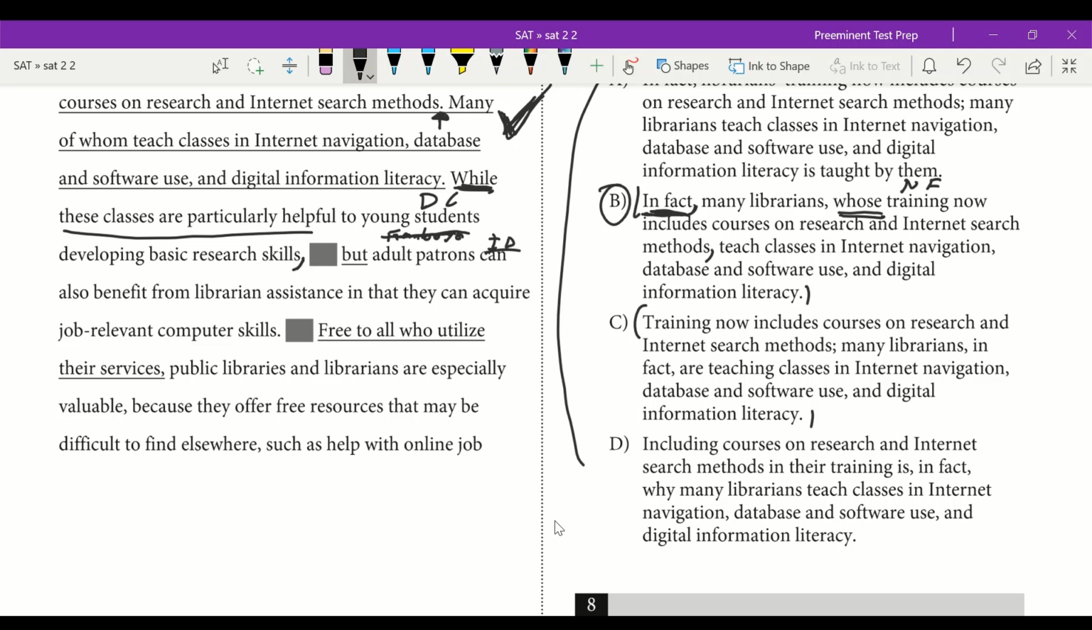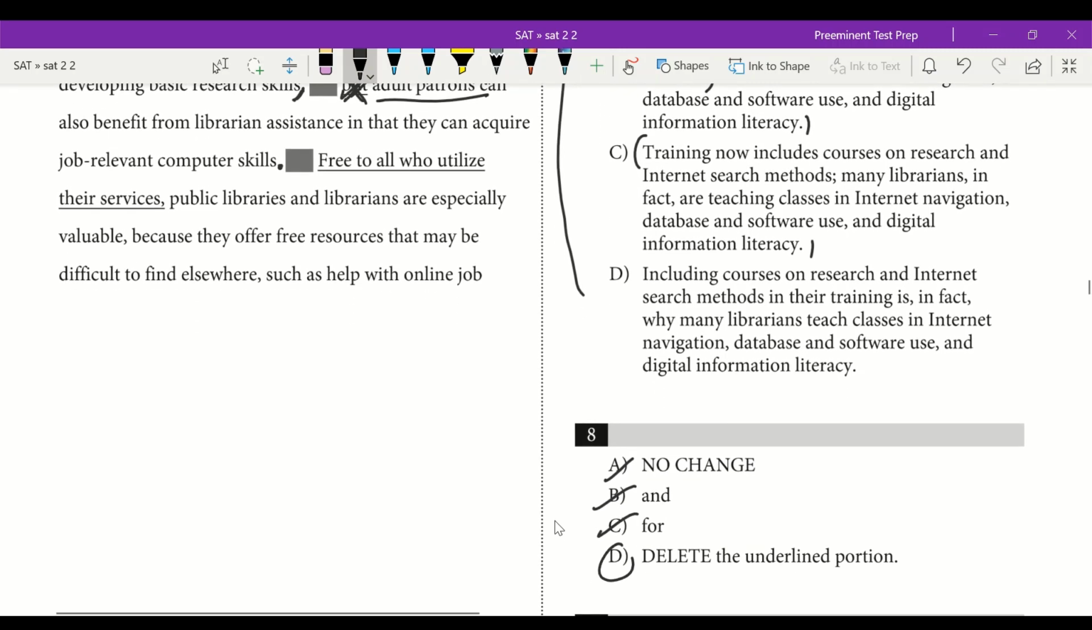So our independent clause here, by removing "but," would be, "adult patrons can also benefit from librarian assistance in that they can acquire job-relevant computer skills." And that's going to be our answer, right? Because by getting rid of that, we make our sentence grammatically correct because we have our subordinate conjunction "while," which creates our dependent clause up to our comma here. And then we have our independent clause all the way to our period, which means that we have a complex sentence, right? So our answer here is going to be D. All right.